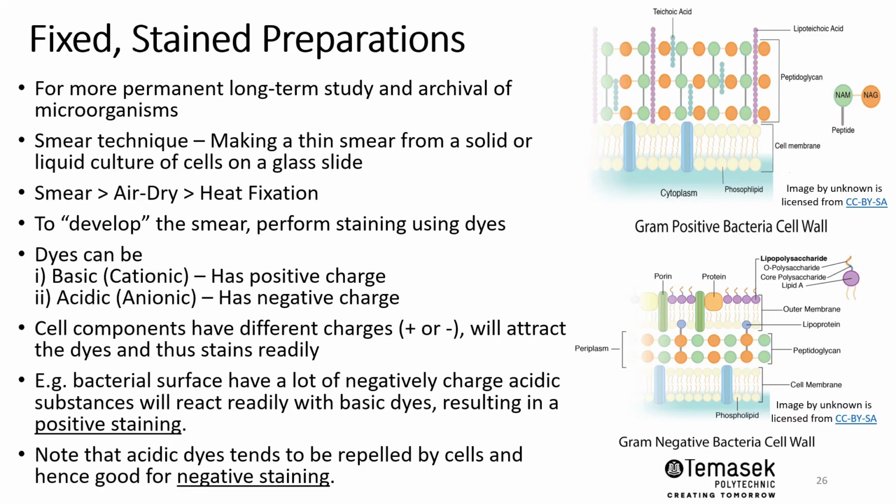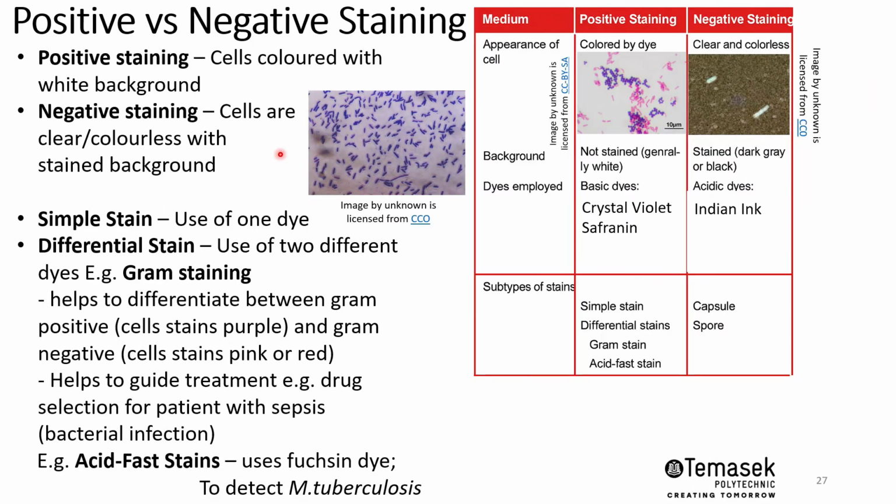So when we talk about positive and negative staining, remember it relates to the dye's charges as well as the cell component charges. For positive staining, cells are typically colored with a white background. You can see here the positive staining. You can see a bunch of bacterial cells, all colored in different colors. You got purple, you got pink. The background is generally not stained at all, they're generally white. Here we are looking at some of the basic dyes like crystal violet and safranin. These are your positive staining dyes, basic dyes.